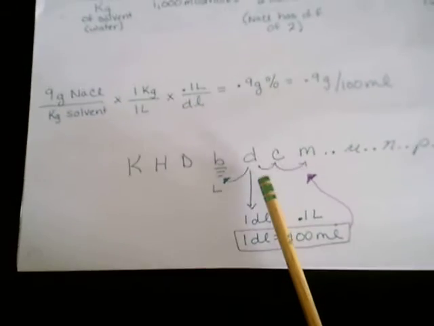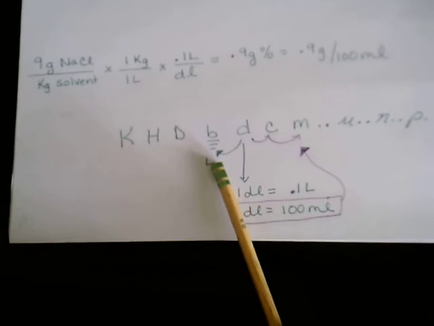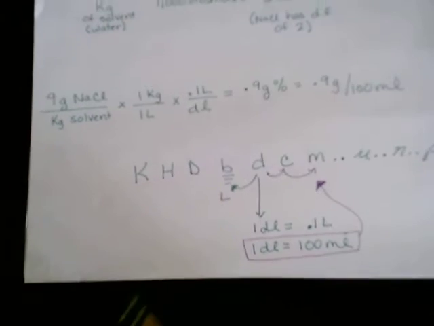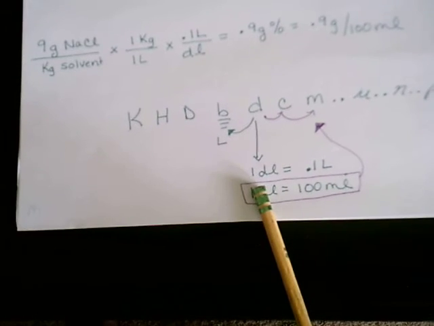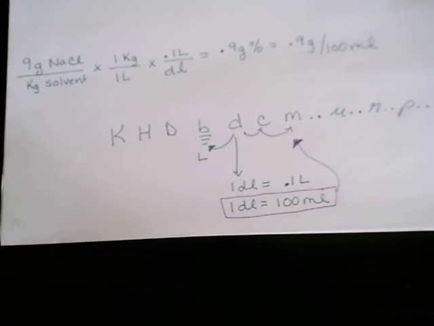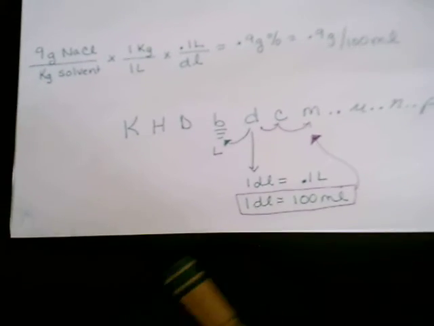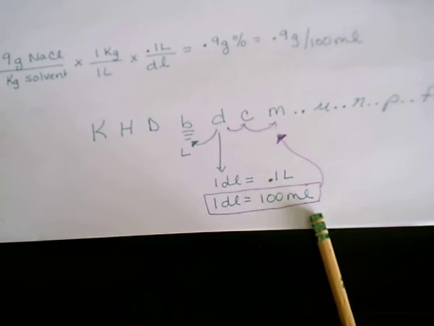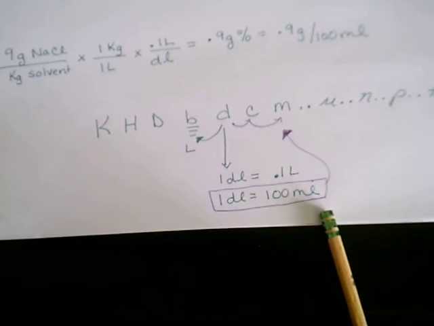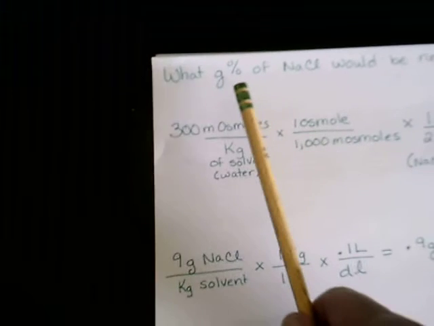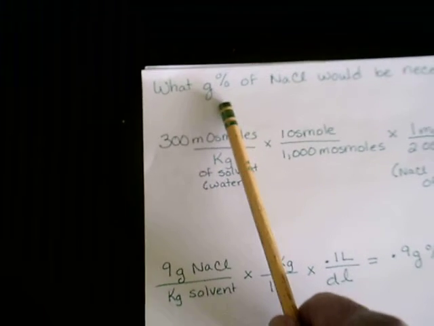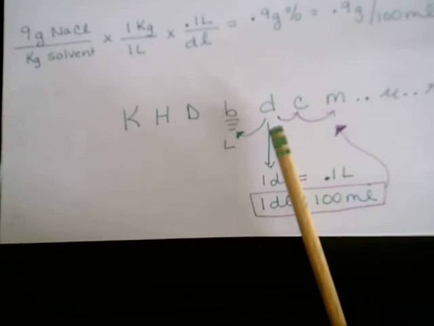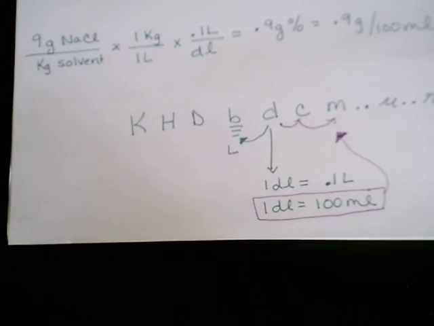But how does a deciliter compare to a liter? Well, if I move from a deciliter to a liter, that's moving 1 decimal point over to the left, which would be 0.1 liters. So I've just proven to you that 1 deciliter is the same as 100 milliliters, which is what we want when we're computing grams percent. That means grams per 100 milliliters. And I've just shown you also that a deciliter is 1/10 of a liter.